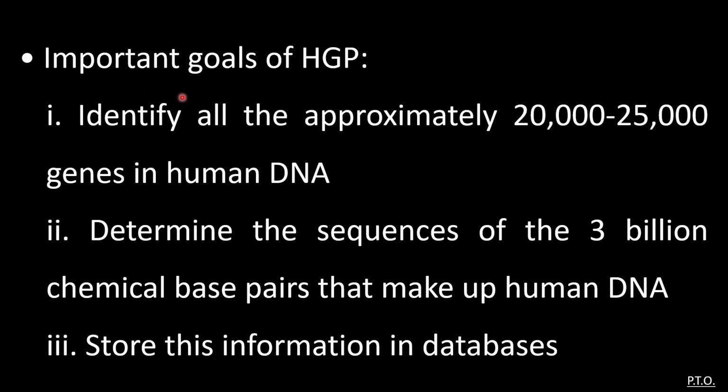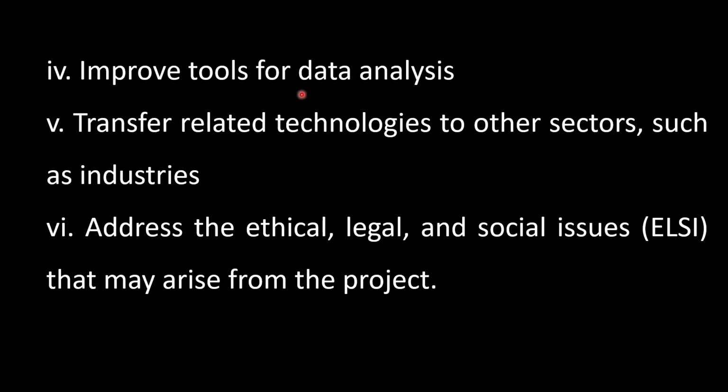Next point is important goals of HGP. First, identify all the approximately 20,000 to 25,000 genes in human DNA. Second, determine the sequence of the 3 billion chemical base pairs that make up human DNA. Third, store this information in databases. Fourth, improve tools for data analysis. Fifth, transfer related technologies to other sectors such as industries. And the last is to address the ethical, legal, and social issues that may arise from the project. So these are important goals of HGP.